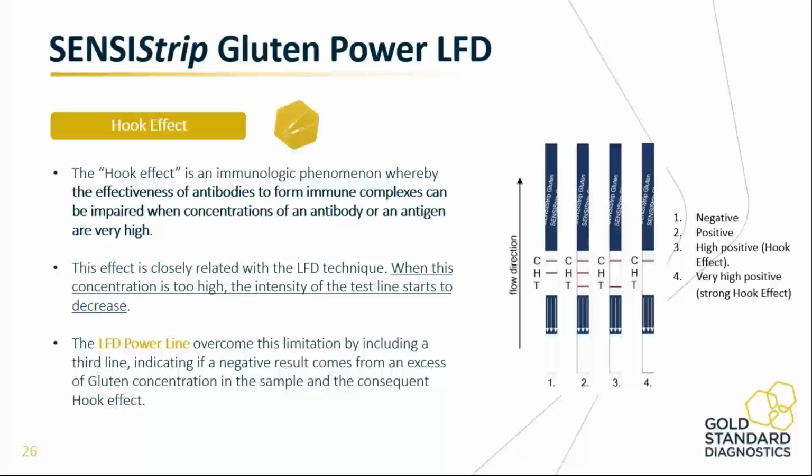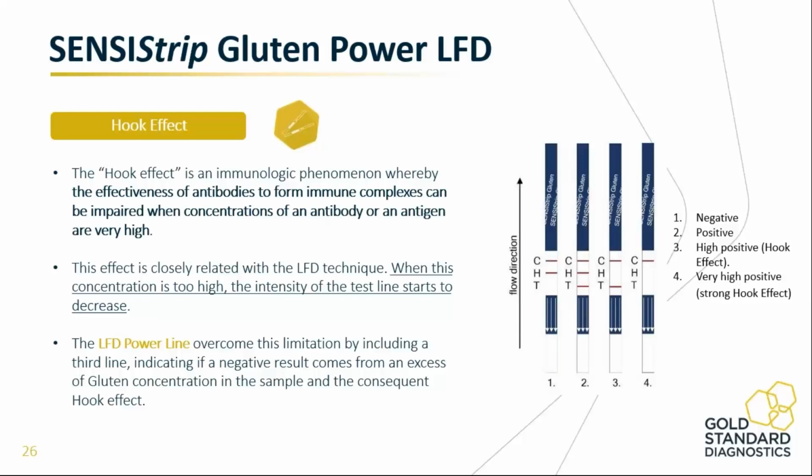But for the other two lines, you can see in example number 1, we have no test line, but we have a hook line. It means that the sample is negative, because we have no test line. In the second and the third examples, we clearly see a test line. It means that both are positive. But in the third example, we see that the hook line has already disappeared. It means that the sample starts to be quite high.